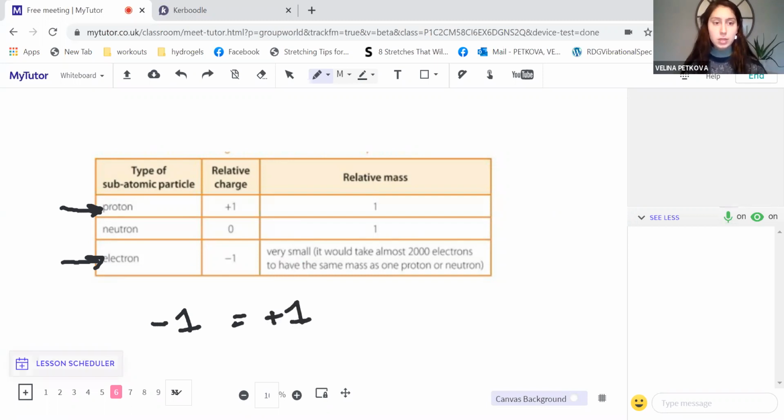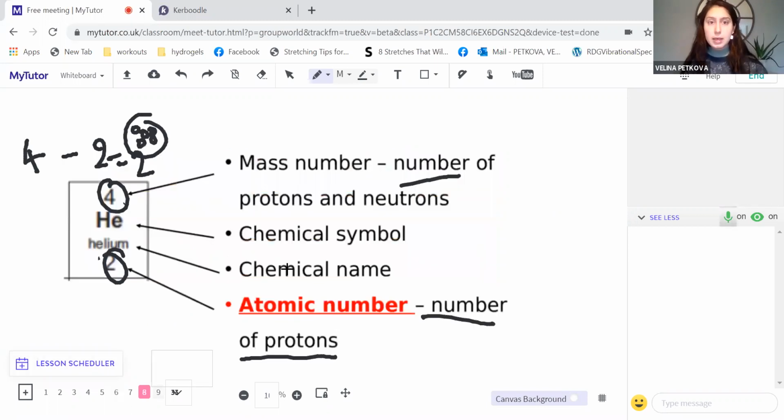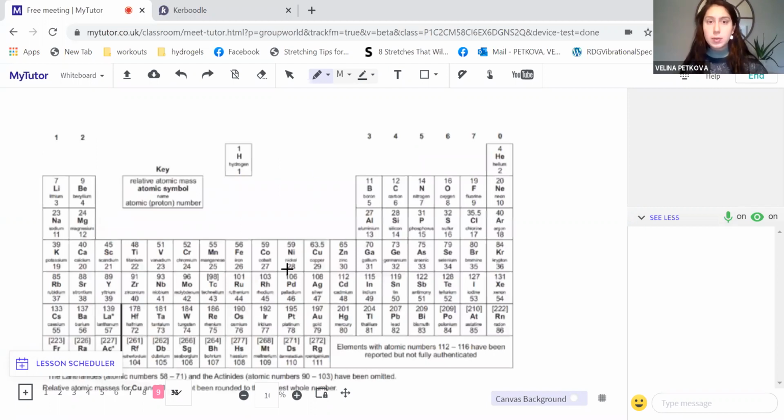So if we take a look at boron, for example, how many protons does boron have? Perfect. Boron has 5 protons. How many electrons does boron have? Yeah, so there are also 5 electrons.